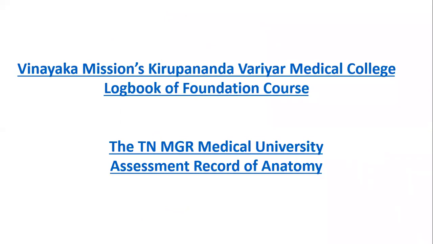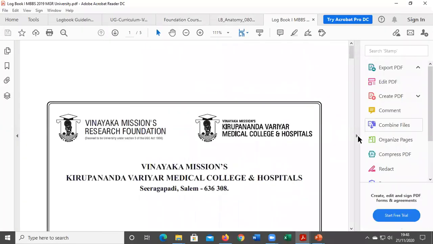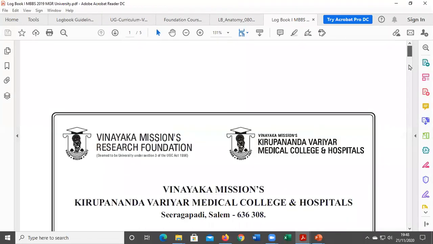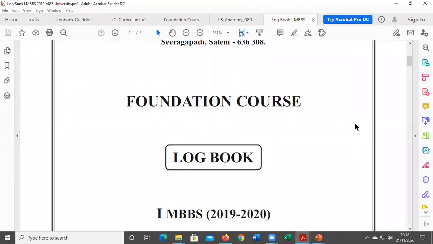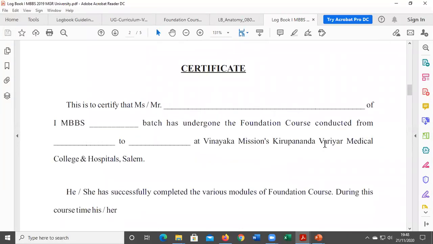Now let's look at a few other examples. This is courtesy our resource faculty who have been generous enough to share the logbooks of their particular college and university. So let's first look at the logbook of the foundation course that was followed by Vinayaka Mission's Kripananda Variyar Medical College, Salem. I'll just show you a glimpse of that. So this is how the first page of the foundation course logbook of their college looks, the name and roll number of the student, and its certificate page.